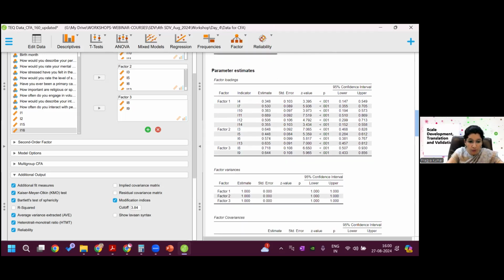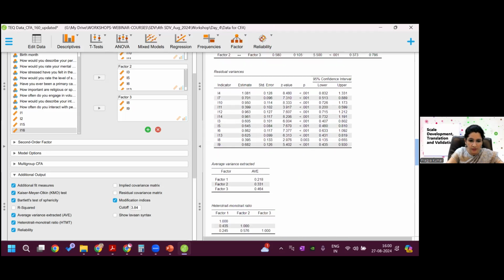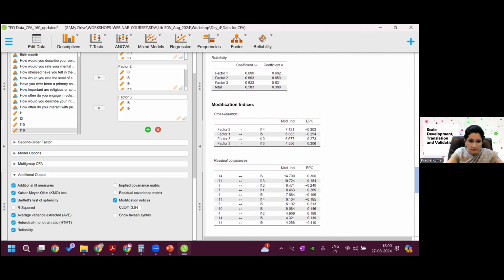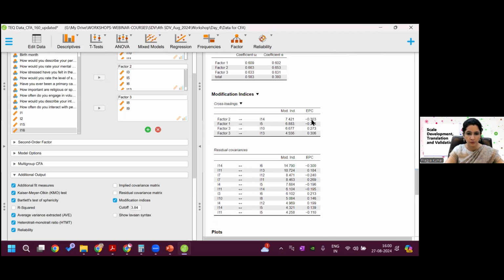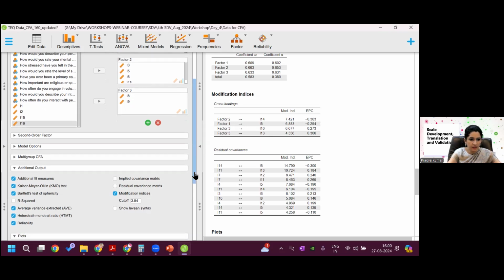Then I'll go to these modification indices. You can see the modification indices of these factors. If a modification index is more than 10, then you can try adding the covariances, but none of the modification indices is more than 10. So I'm not improving. If one modification index in this case was more than 10, then I could have entered it here in the model option.